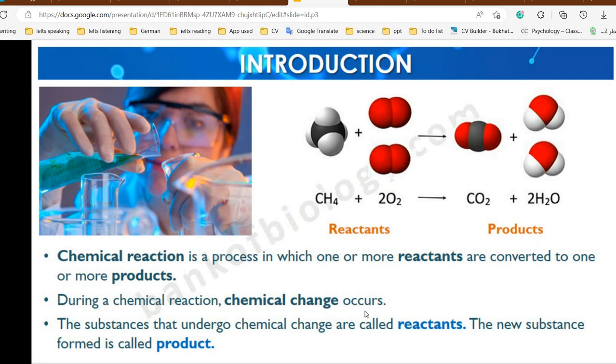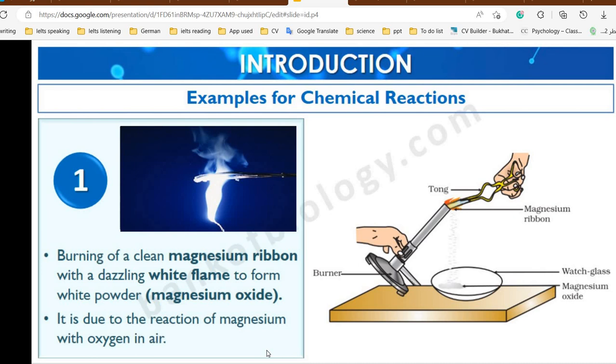During chemical reactions, chemical change occurs. The substance that undergoes chemical change is called the reactant. The new substance formed is called a product. So the substance that enters the reaction is called the reactant, and the substance that is formed is called a product.